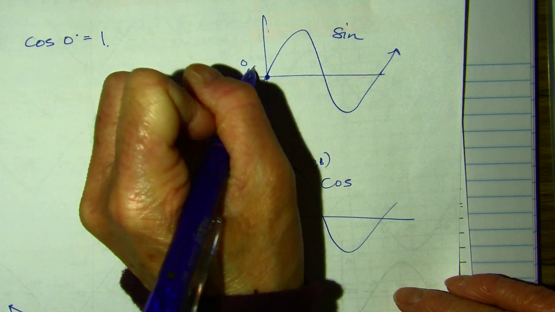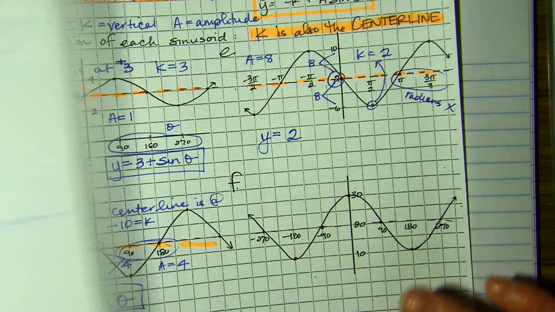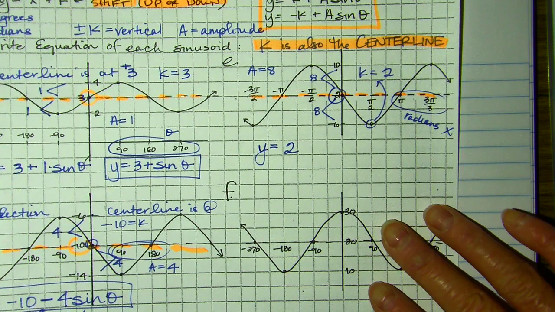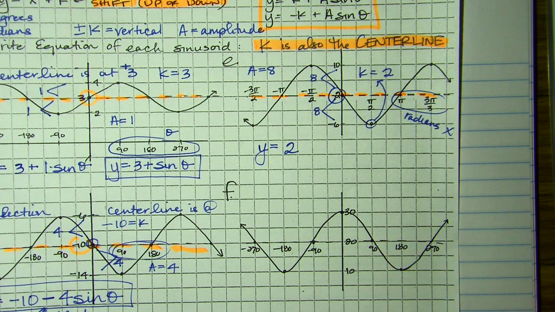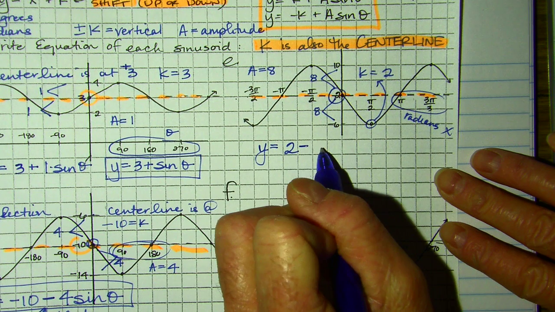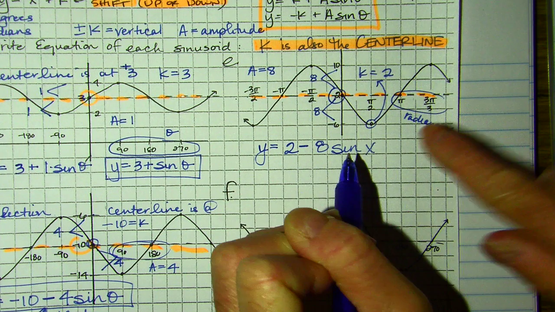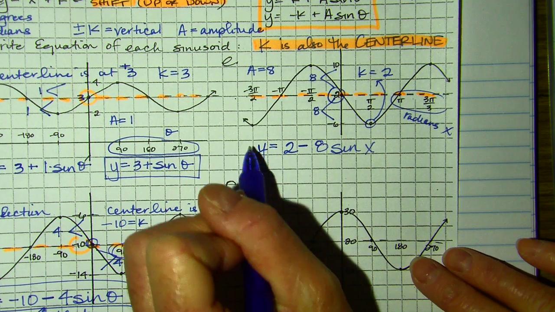So everything I'm looking at, I'm basing on the parent functions, what they typically look like. So I know that this is sine, but I know it's been reflected. So minus, then my amplitude, which is 8, and it's going to be the sine of x because it's in radians.